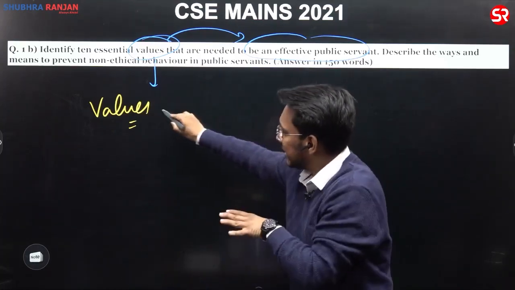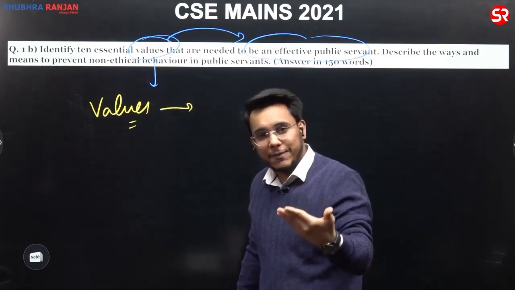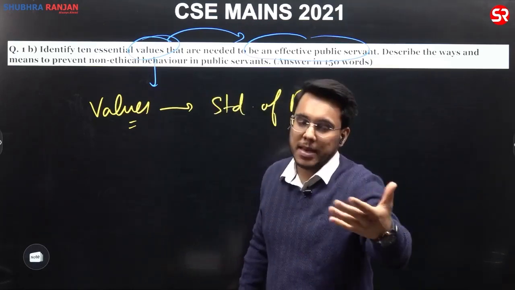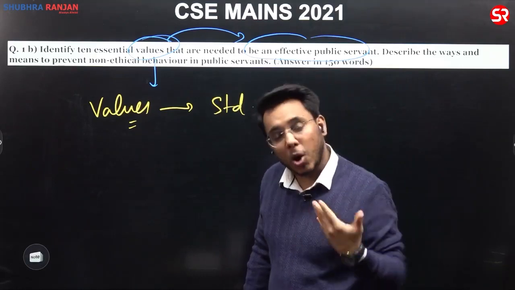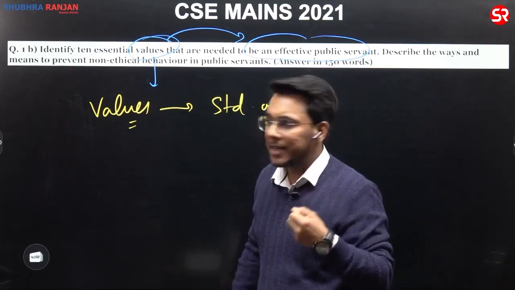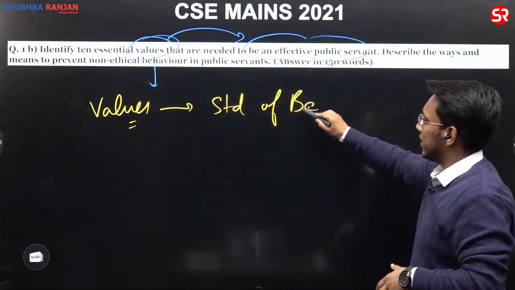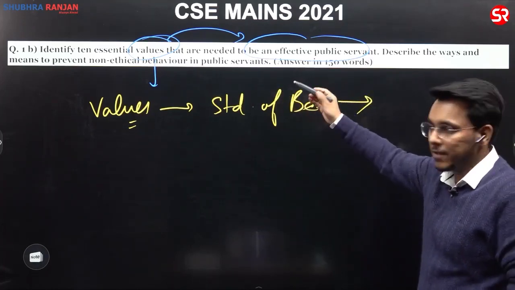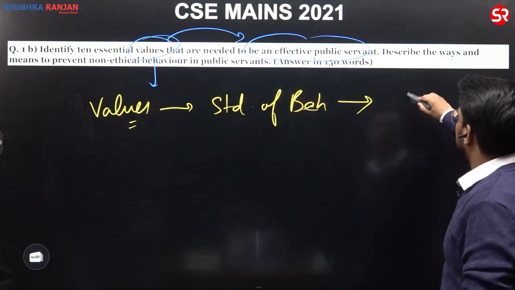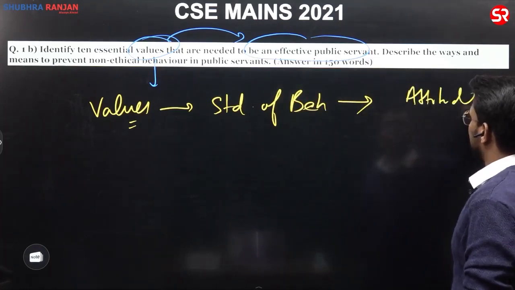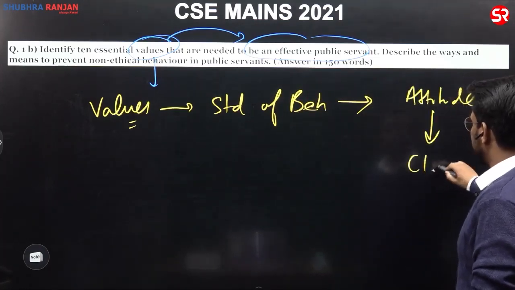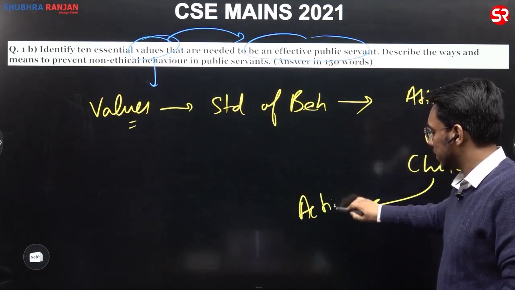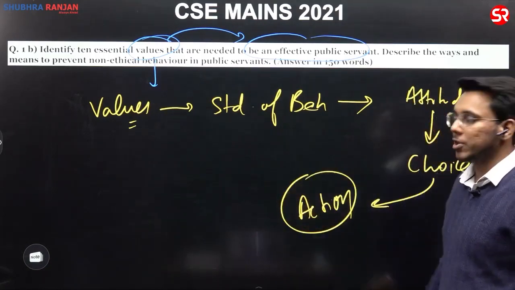Now, see this particular thing, that they are the values. Now, what happens? The values will lay down the standard of your behavior. An honest person will behave as per honesty. A loyal person will always adhere to loyalty. So whatever values are there, the values will establish the standard of your behavior. Fine. On such standards of behavior from the value system, what will happen? Your attitudes will be shaped. On the basis of your attitudes, your choices will be shaped. On the basis of your choices, your action will be conducted.